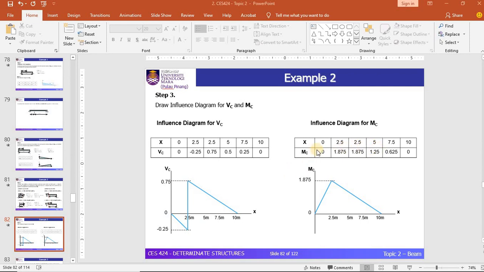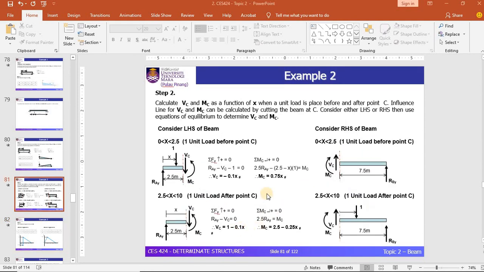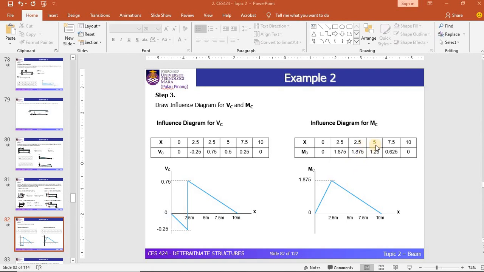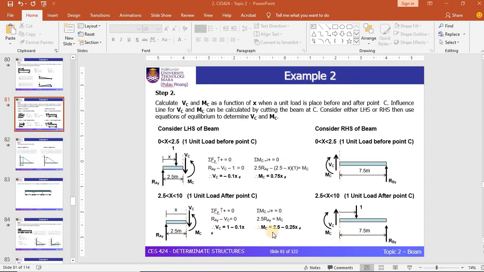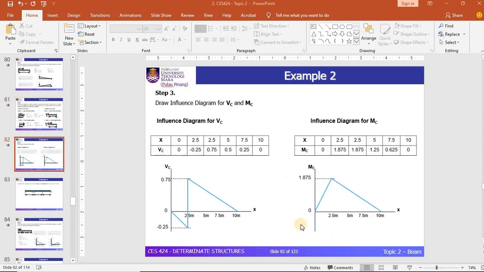So for the range of 0 to 2.5, you need to use this particular equation, 0.75x. Meanwhile, for range 2.5 to 10, you can use this particular equation, 2.5 minus 0.25x. Okay, so you will get the corresponding value of MC. Okay, and by using the value in this table, you can simply plot the diagram, and finally you can get the ILD for the moment at the point C. Okay, so that's it for example 2.